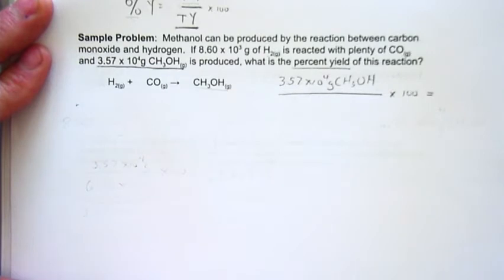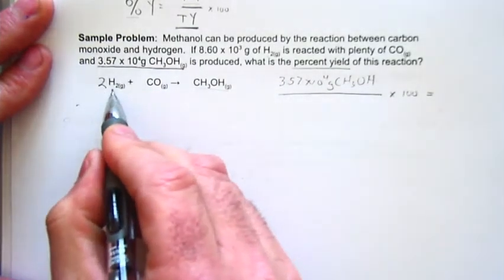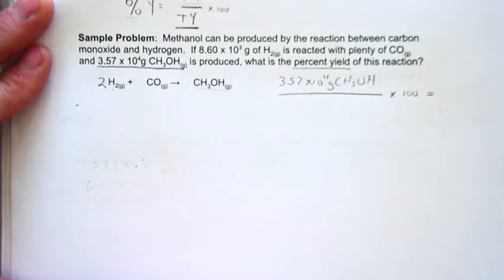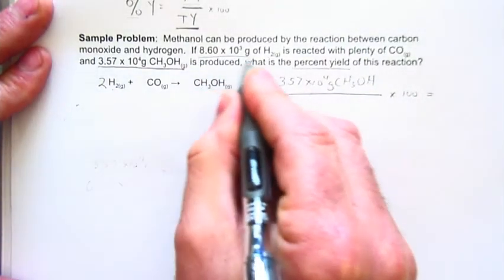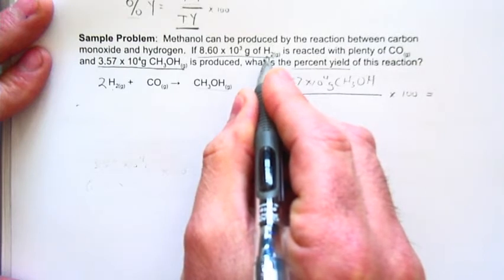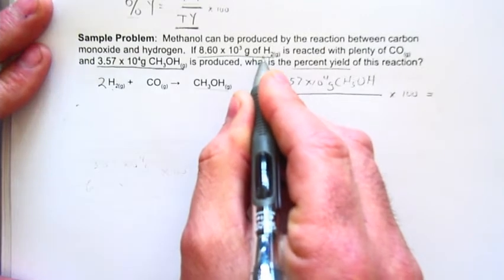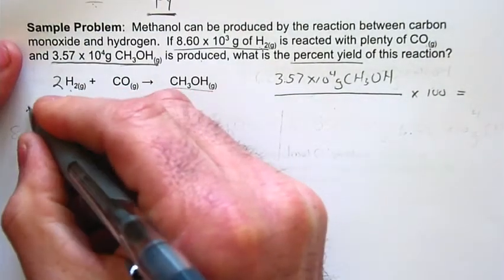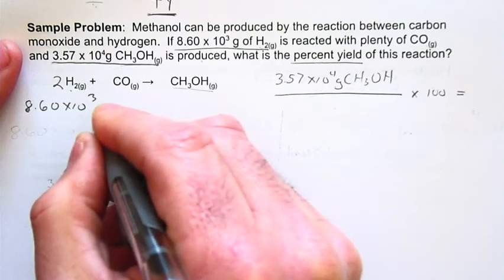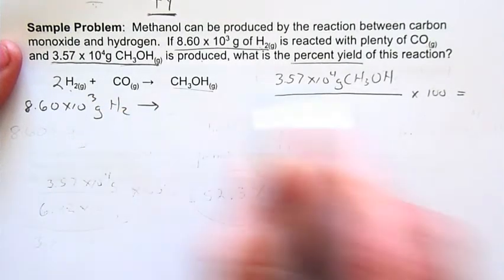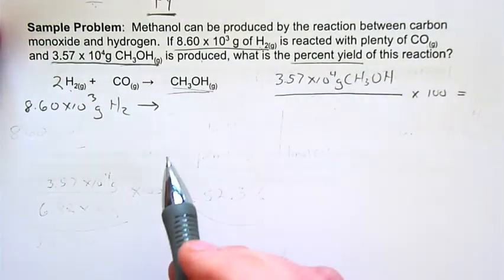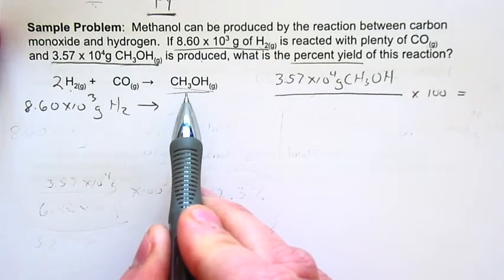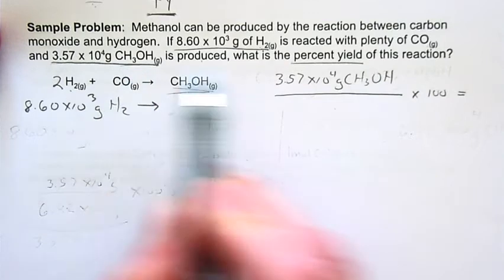Now, first step with all stoichiometry problems is to balance the chemical equation. This one is simple, so we just simply put a 2 in front of the hydrogen, and that balances the equation. Step 2, we set up our starting point and end points. Our starting point is right here. It's the amount of a reactant. In percent yield questions, the amount of reactant given is always the starting point. So we have 8.60 times 10 to the third grams of hydrogen, and the question is, how much product is being formed? Now the endpoint, units, and identity must be the same as those of the actual yield.